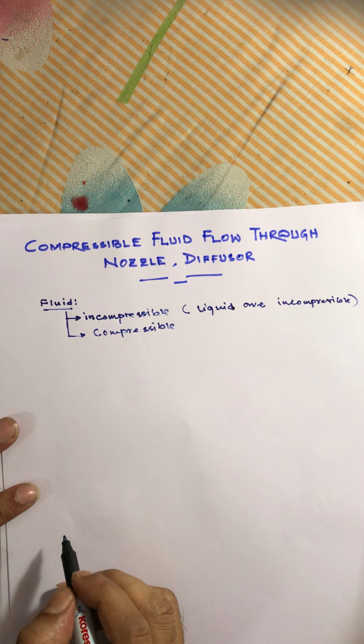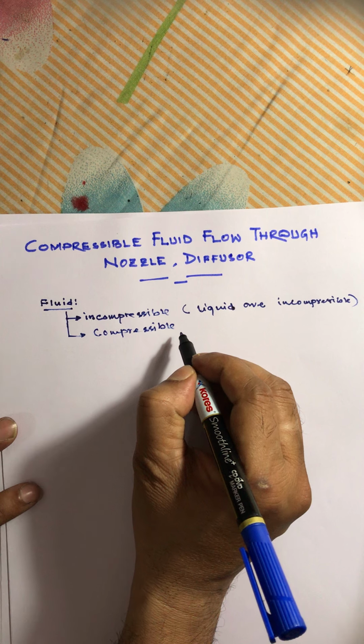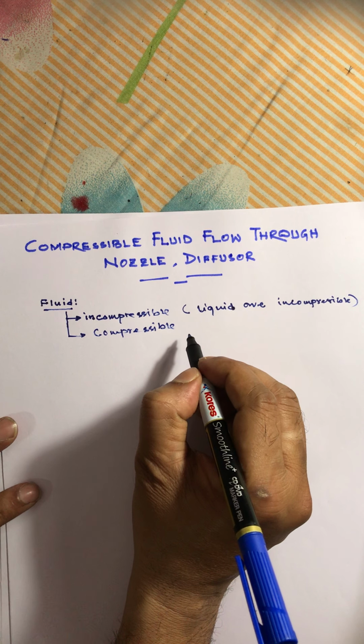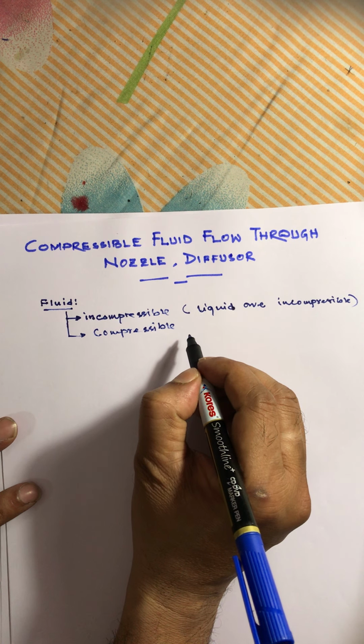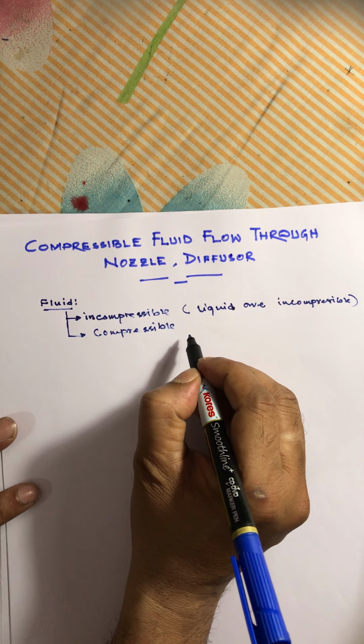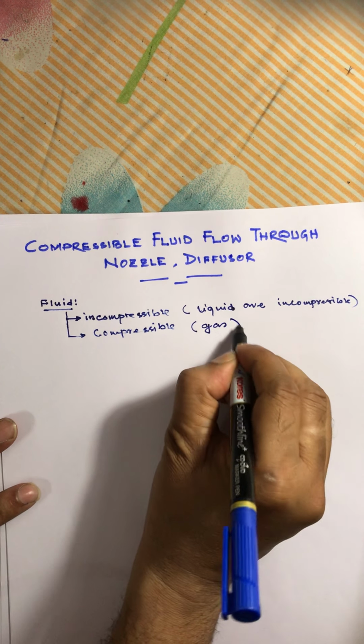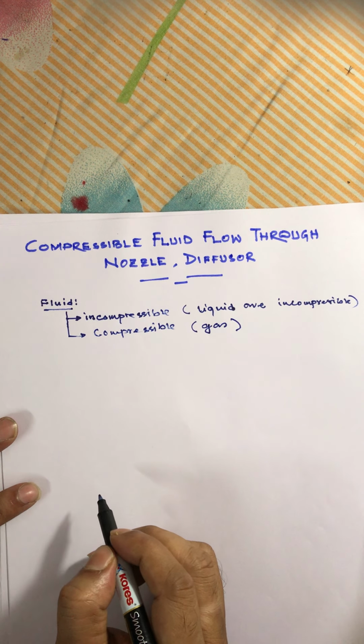And compressible, a fluid is said to be compressible if its density changes with a change in pressure or temperature or velocity. We can consider gas is a compressible fluid.